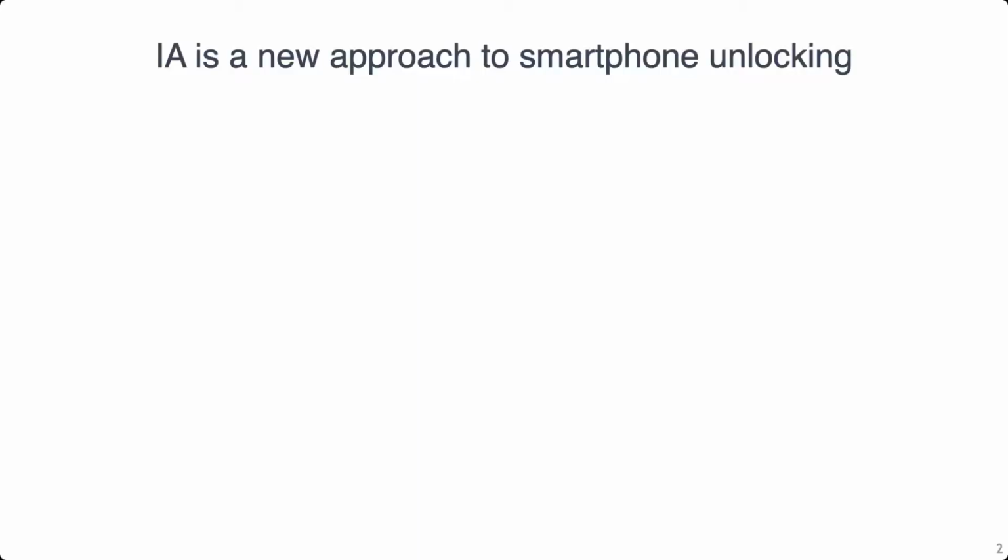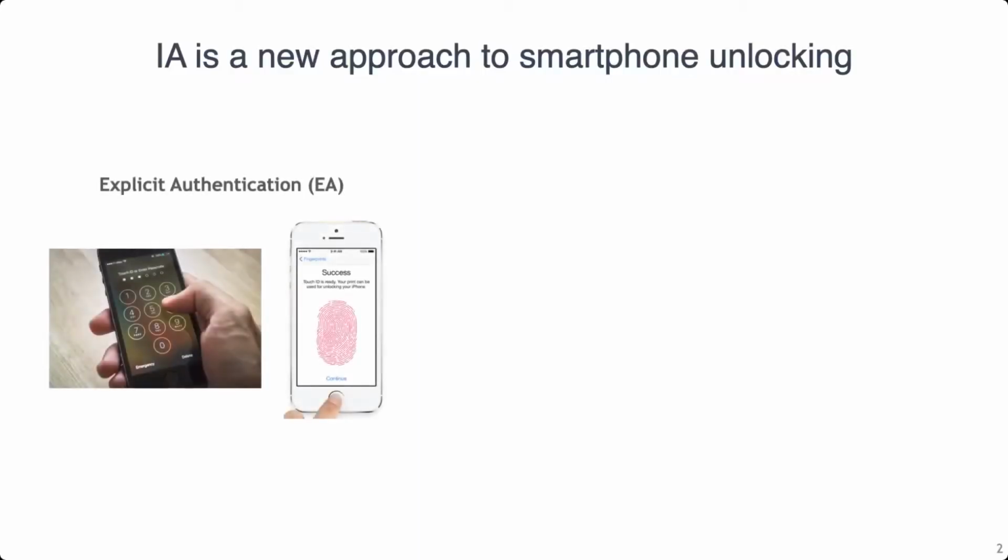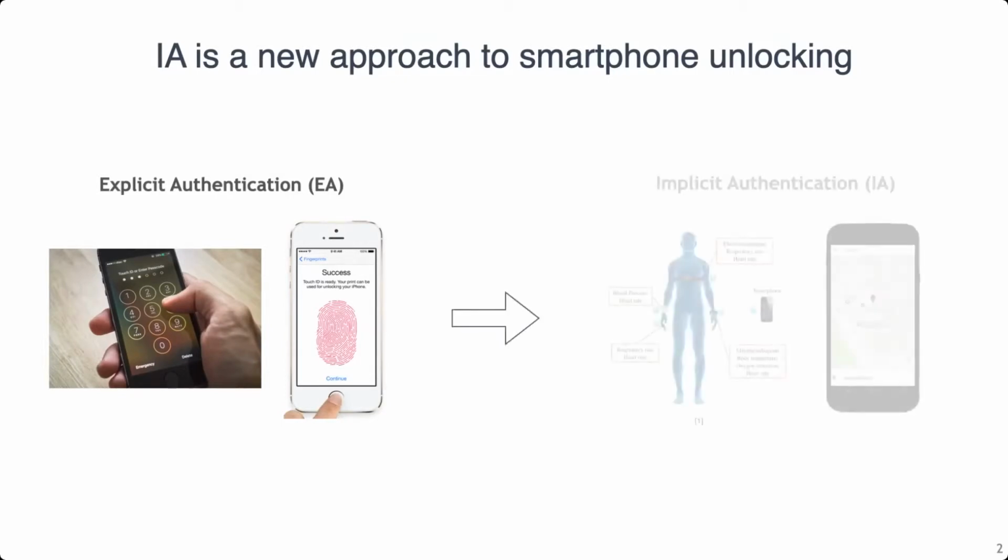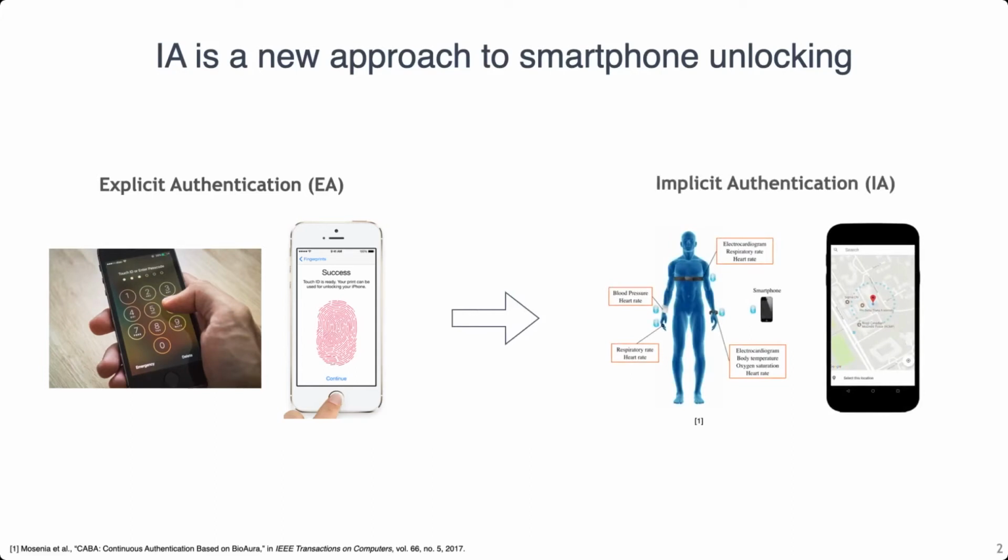In this paper, we investigate smartphone users' difficulty with understanding implicit authentication, or IA for short. IA is a new technology that allows authenticating smartphone users without asking them for any explicit input, such as PIN or fingerprint. Instead, IA uses behavioral traits such as gait patterns or contextual data such as location to implicitly infer the authenticity of the user.